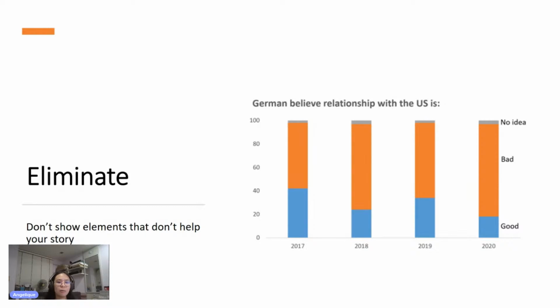Next, we look at eliminating something you mentioned just now. So this is again the key trends with the US, right? What can be improved here? You don't want to show elements that don't help your story. Like I said just now, it's all a proportion. So I could just present maybe just a line showing the bad or a line showing the good, but I don't have to present all of it.